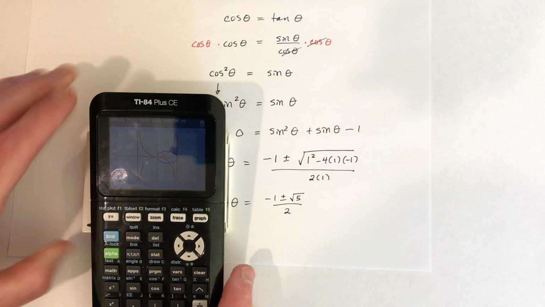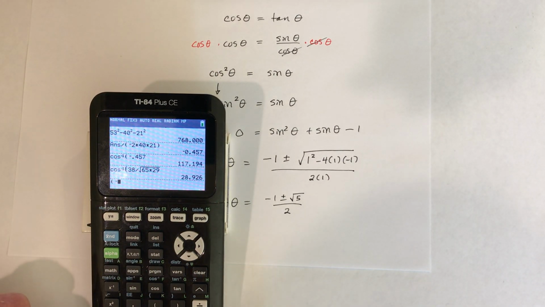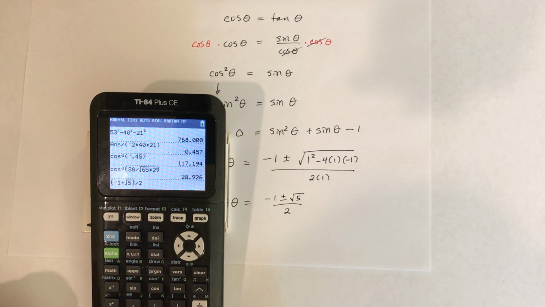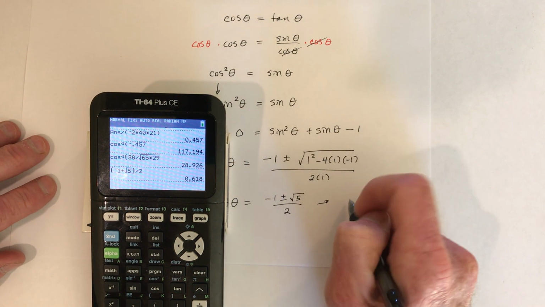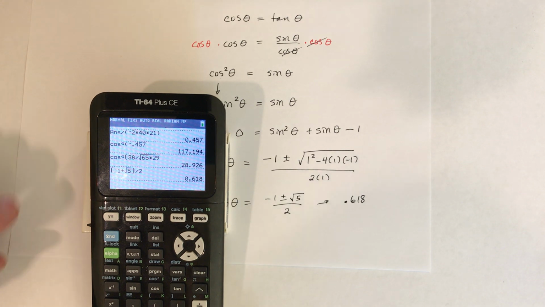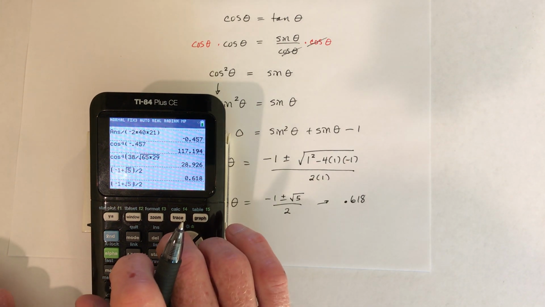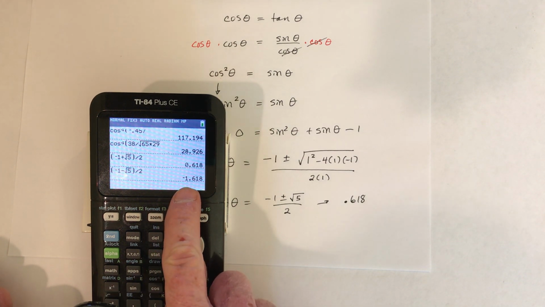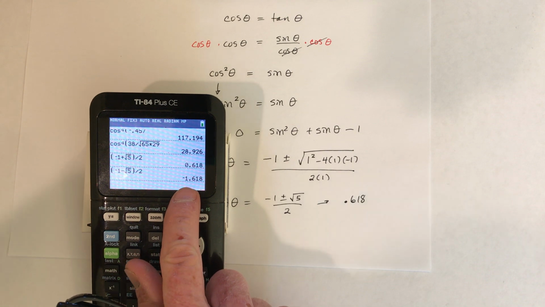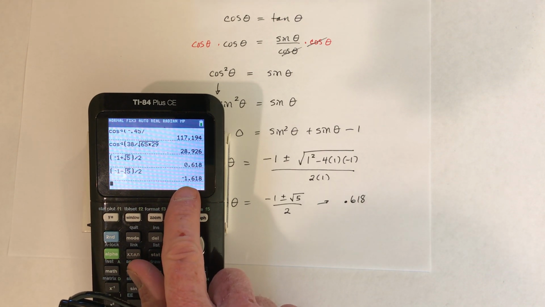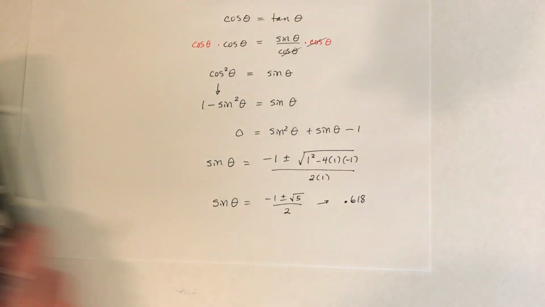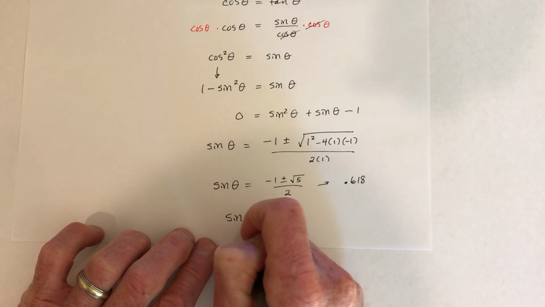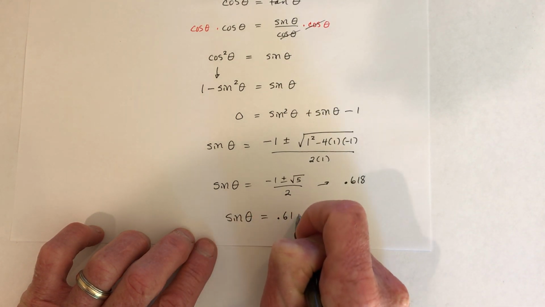So then I should find out what decimal values those are. -1 plus the square root of 5, and that gets divided by 2. So 0.618. Also do the same thing when it has subtract the square root of 5. That gives -1.6, and sine never goes past -1. So that is not possible. The only solutions are going to come from this one. So we have sine of theta equals 0.618.